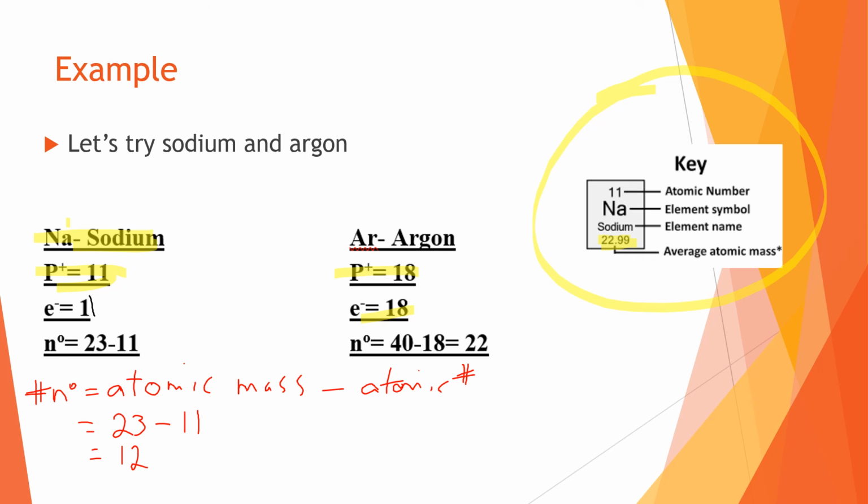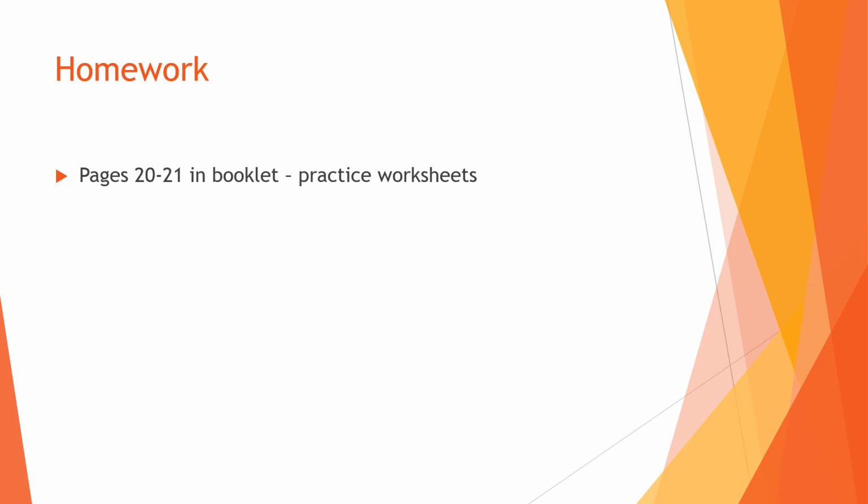To get the number of neutrons, you take the atomic mass and subtract the atomic number. On the periodic table, you'd see that the atomic mass of argon is 40. You subtract the atomic number, which is 18, to get a total number of neutrons of 22. That's the atom, and using the periodic table to pick out different information about protons, neutrons, electrons, atomic number, and atomic mass of elements. You got a little bit of practice on pages 20 to 21 in your booklet.